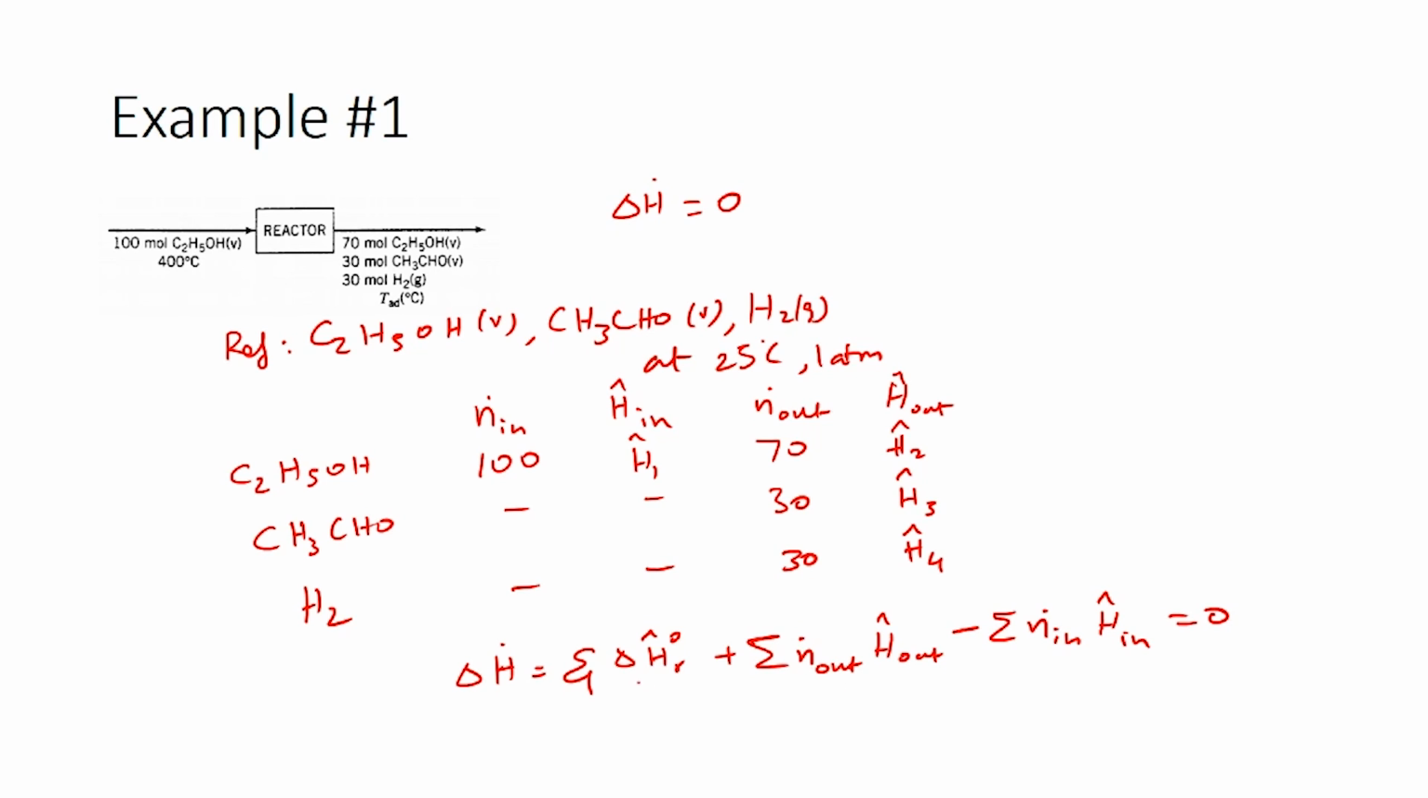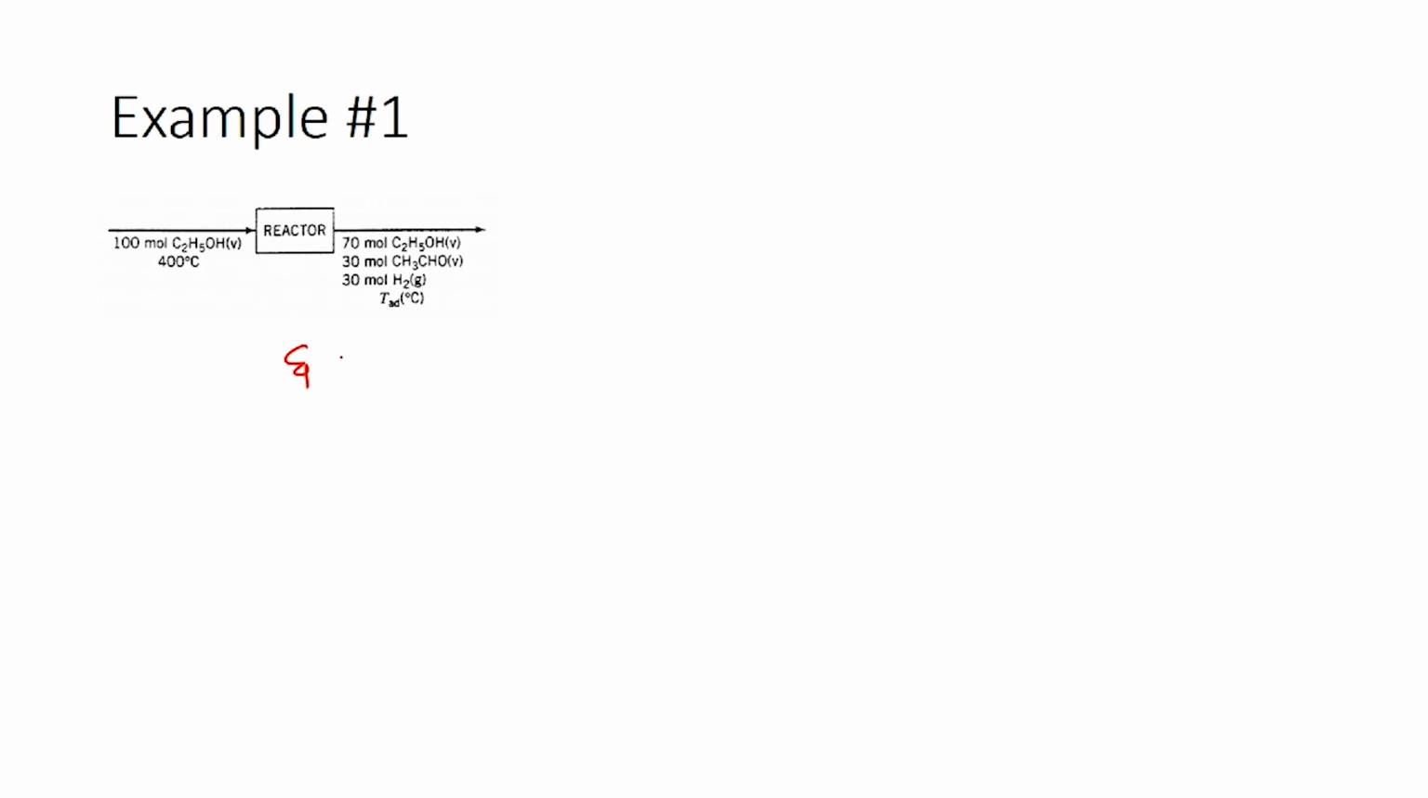So, we need to calculate delta HR, which is the heat of reaction. We need to identify xi, which is the extent of reaction. We also need to get the enthalpies for the outlet streams and the inlet streams. So, let us go about calculating these factors. The first one is the extent of reaction.